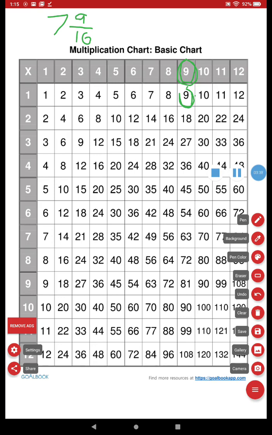Let's look, is there any other row where there's 9 and 16? Where is there a 9? Here's a 9. Is there a 16? No, there's a 15, that's not a 16. Is there another one? There's not. So that means 9/16 is simplified. And 7 and 9/16 is going to be my answer. Let's put that to practice with one more example.